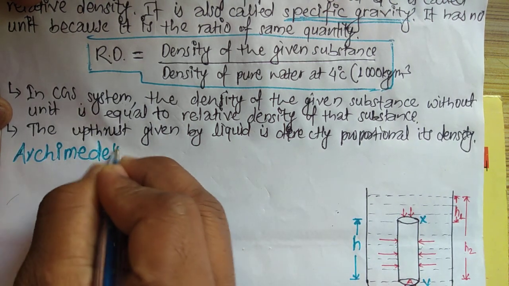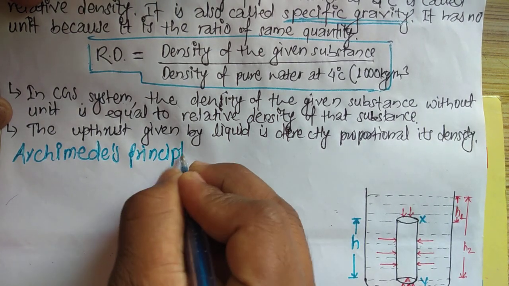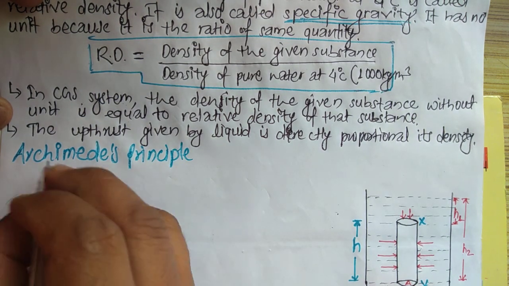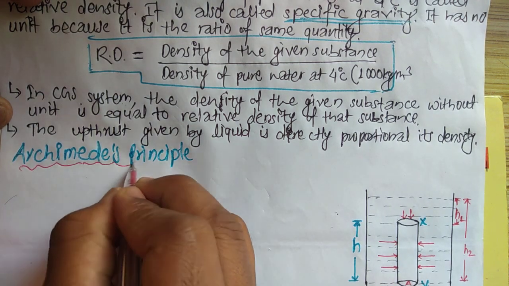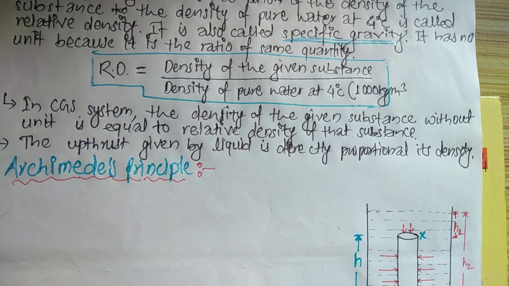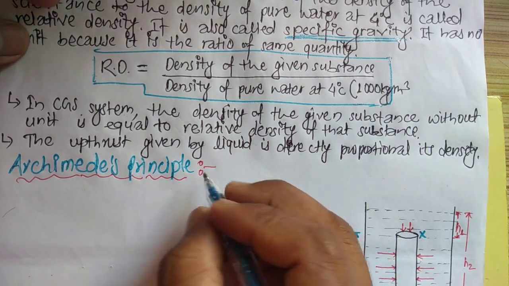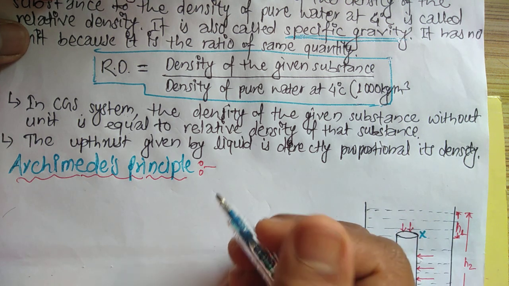Archimedes' principle. This principle was proposed by a Greek philosopher, and his name was Archimedes.